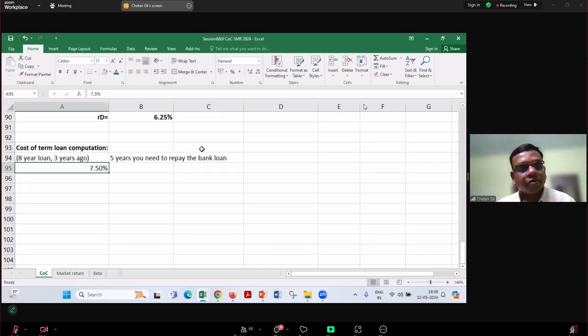Okay, so tell me now how to compute the cost of term loan, all the information is given to you. Think and tell me, because if you think, when I tell you the answer, it is going to be more satisfying. Trust me.